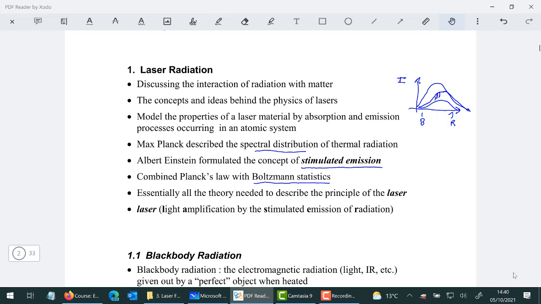So the key thing for laser is this idea of stimulated emission. As I say, we'll come back to that. And the word laser comes from the acronym: light amplification by the stimulated emission of radiation. Okay, so we're going to amplify the light using this process of stimulated emission.